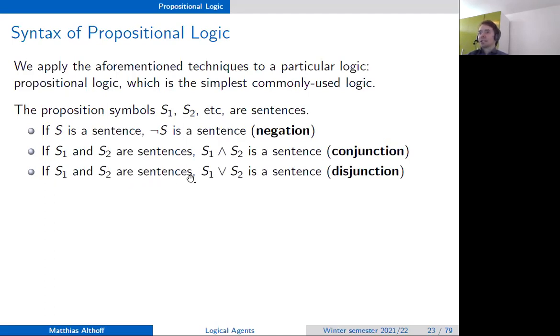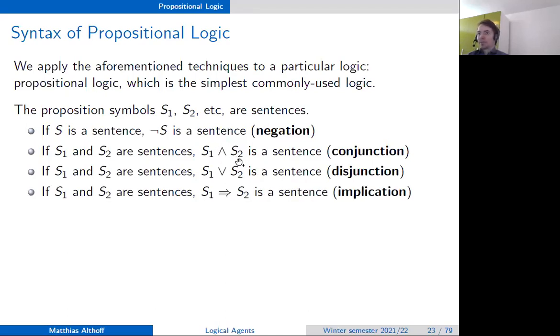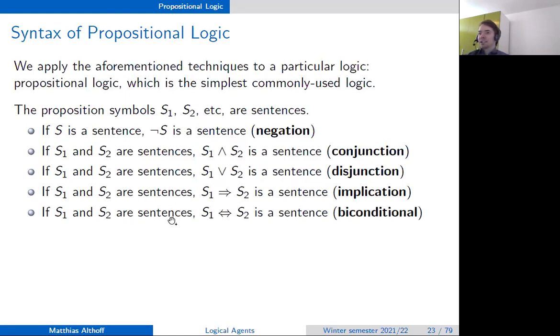If S1 and S2 are sentences, then S1 or S2 is a sentence, which is called disjunction, where you kind of invert this tent. And if S1 and S2 are sentences, then S1 with the right arrow S2 is a sentence, which is an implication. What this means we will also discuss. By the way, for this "and" and "or", some people also use different notation. This is the notation we're using in this lecture. Again, if S1 and S2 are sentences, then the arrow in both directions is also a sentence, which is called a biconditional.